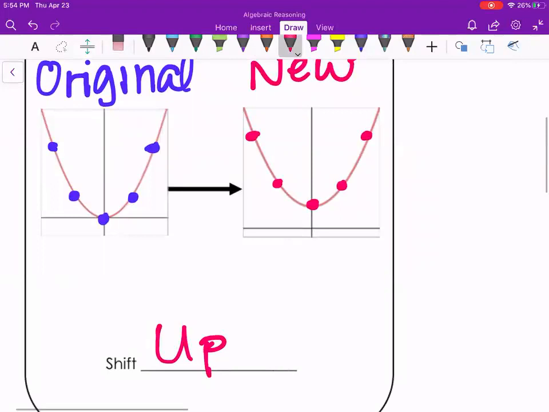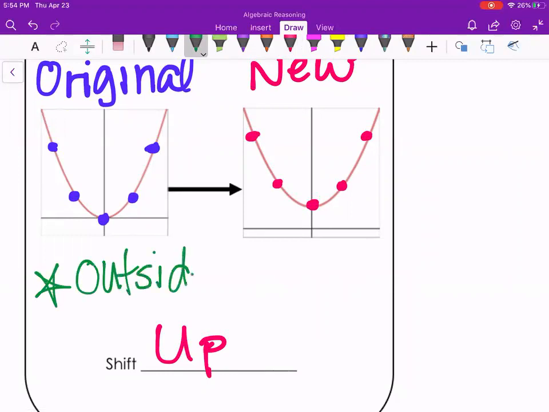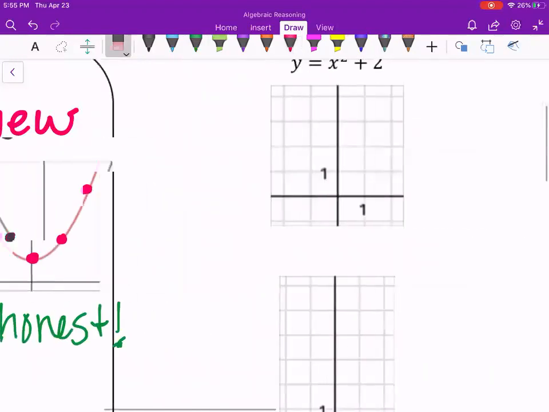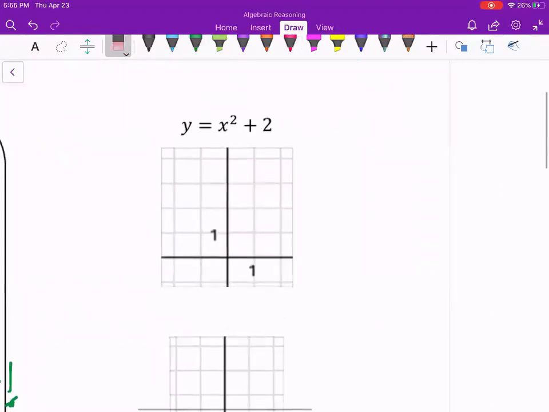So this time, outsiders are not going to lie to us. Outsiders are truthful. So if we are outside of those groups of parentheses, outsiders are honest. So if we see a plus, we will in fact move up. So let's see what happens to our original if we bring in our next equation here.